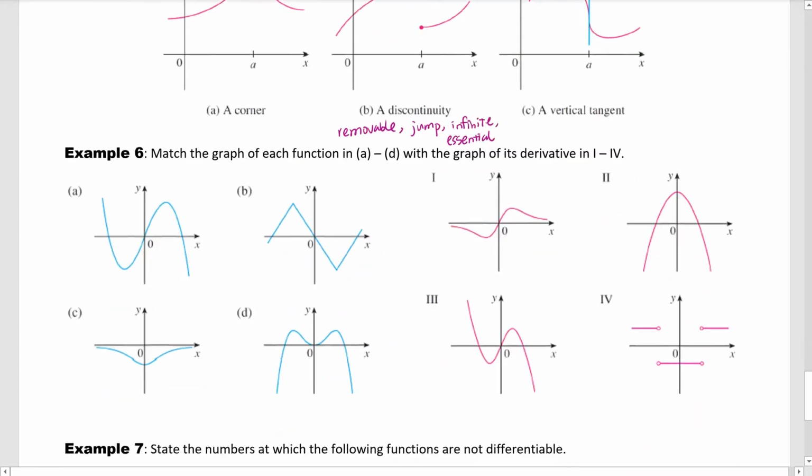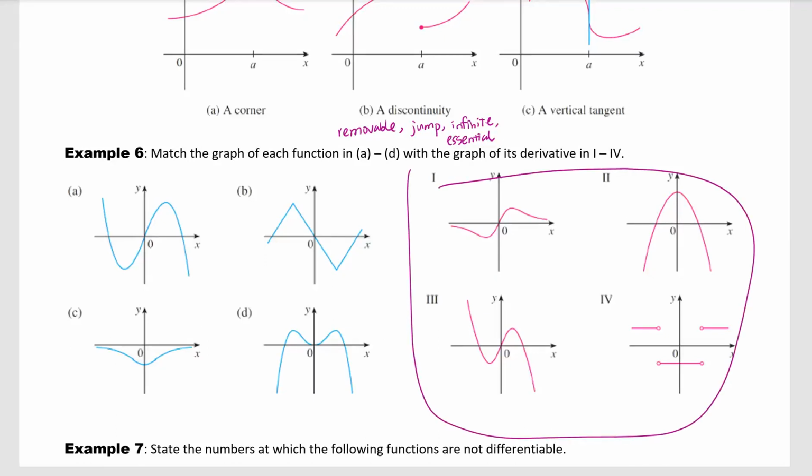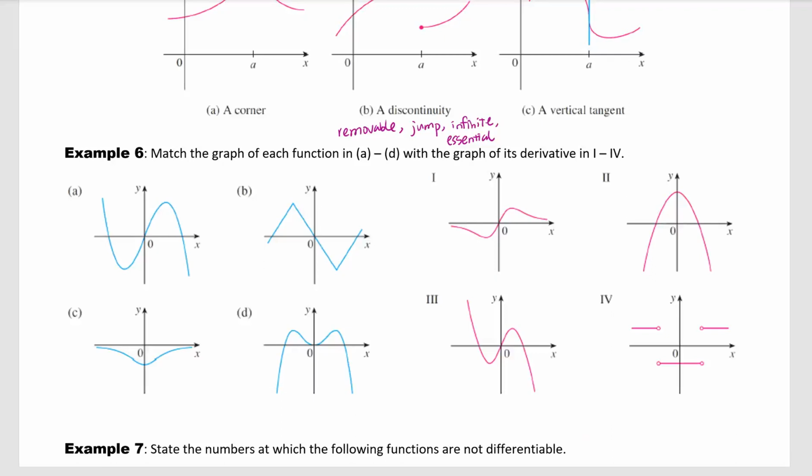And then example 6, we want to match the graph of each function with the graph of its derivative. Okay, let's look at the first one. If I hide this graph, can you figure out the derivative by yourself? Let's see. So this guy, we look for the point where the slope is 0, right? We know here the slope is 0. Then we plot the x-intercept. Here the slope is 0. And we plot the x-intercepts.